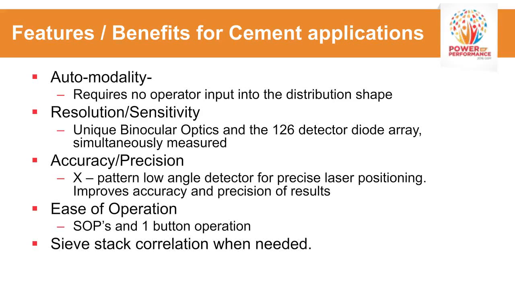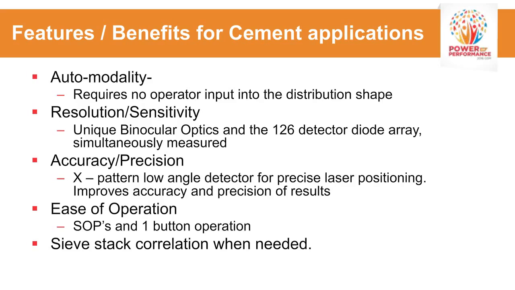So some key features of the LS that one wants to consider, and these are, of course, benefits for cement applications. I mentioned earlier, for complex distributions, not wanting to have to input information about distribution shape. We usually don't know this prior to analyzing the sample. So we have what we call automodality, where there's no requirement for operator input into distribution shape. You don't need to know if it is bimodal, monomodal, narrow, broad, multi-peaked. You don't have to know anything about the sample distribution shape to get the correct answer.